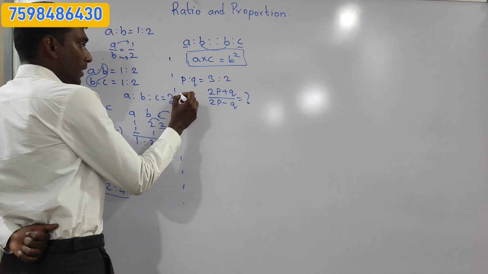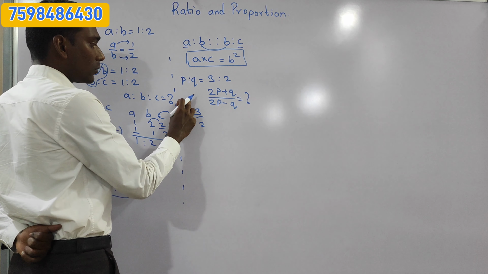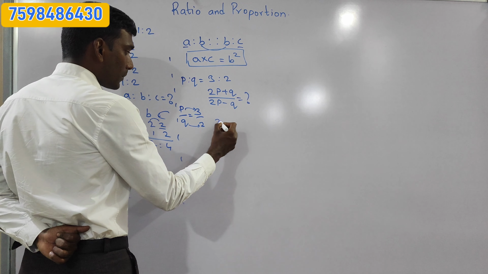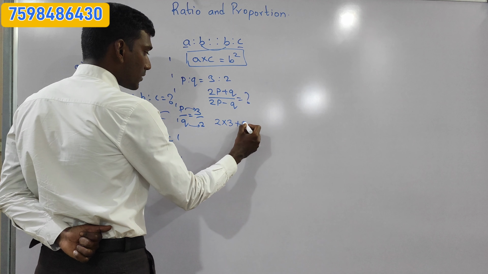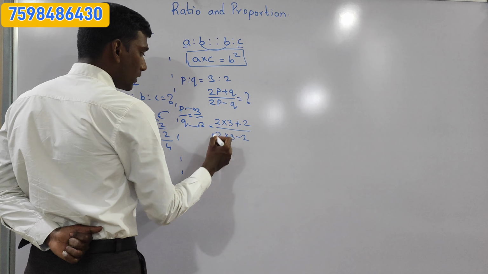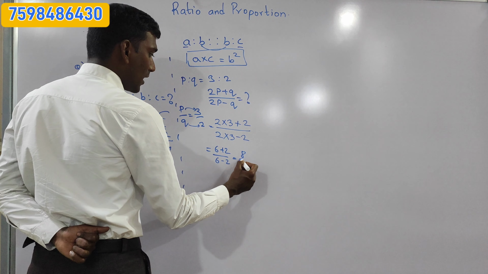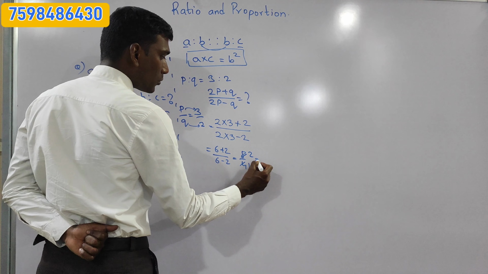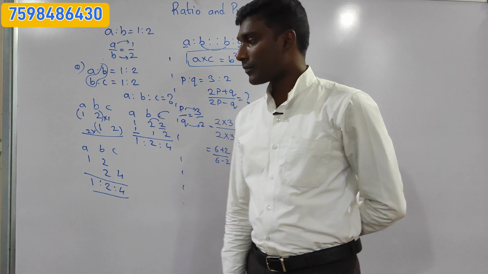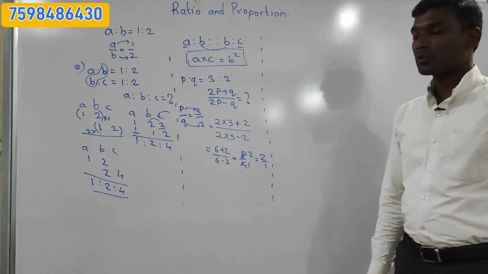They are asking this. I know that P by Q can be written as 3 by 2. P is 3 units and Q is 2 units. So substitute here: 2 into 3 plus 2, divided by 2 into 3 minus 2. Now this becomes 6 plus 2 over 6 minus 2, that means 8 by 4. 4 ones are 4, 4 twos are 8. I get the answer as 2 by 1, or you can say 2 is to 1, or 2 is also sufficient. Fine. So these are some basic things that you need to know for the ratio and proportion chapter.